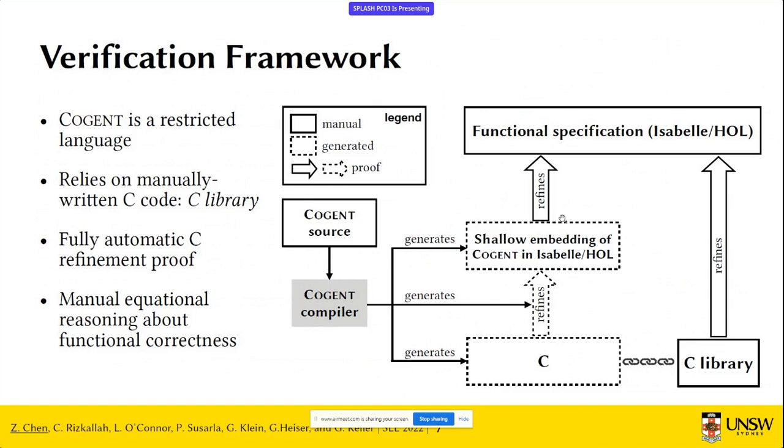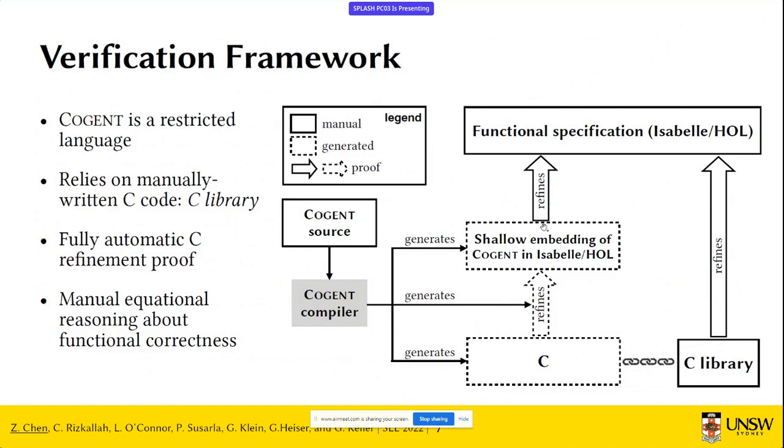For example, we need to show manually that if there's a functional specification, which is also manually written by the user in Isabelle HOL, we need to manually show that the COGENT program actually implements the specification. And also that's true for the C library. That's a bit more laborious. We have to manually show that the C code actually correctly implements the specification.